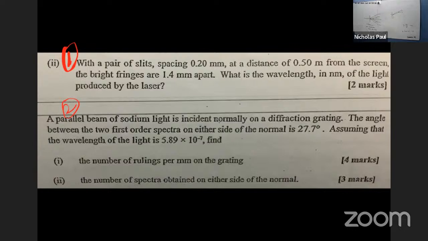Next one is what? Alina, what formula is it for number 2? A sine theta equals n lambda. What's the keyword there? Diffraction. So the keyword in number 2 is diffraction, and the keyword here is pair. So you have to know which one to use.